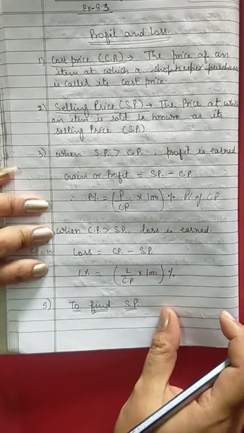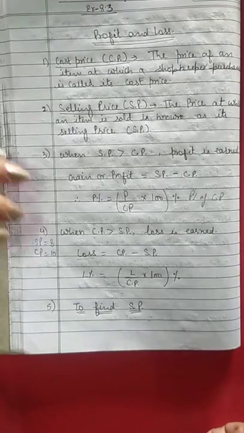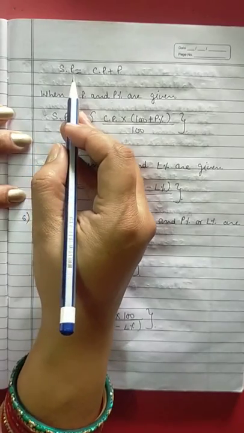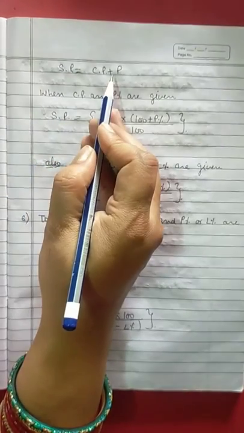Next we'll discuss the selling price, how to find it. If you want to find the selling price, you need the cost price and the profit both. If you don't have them, then you have to find them out.